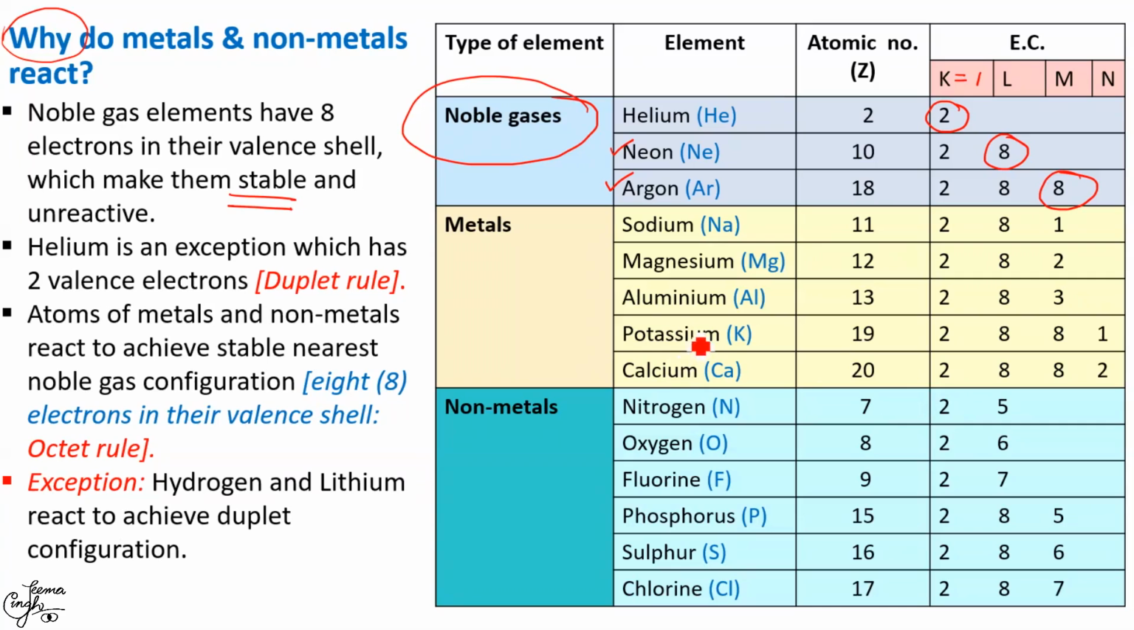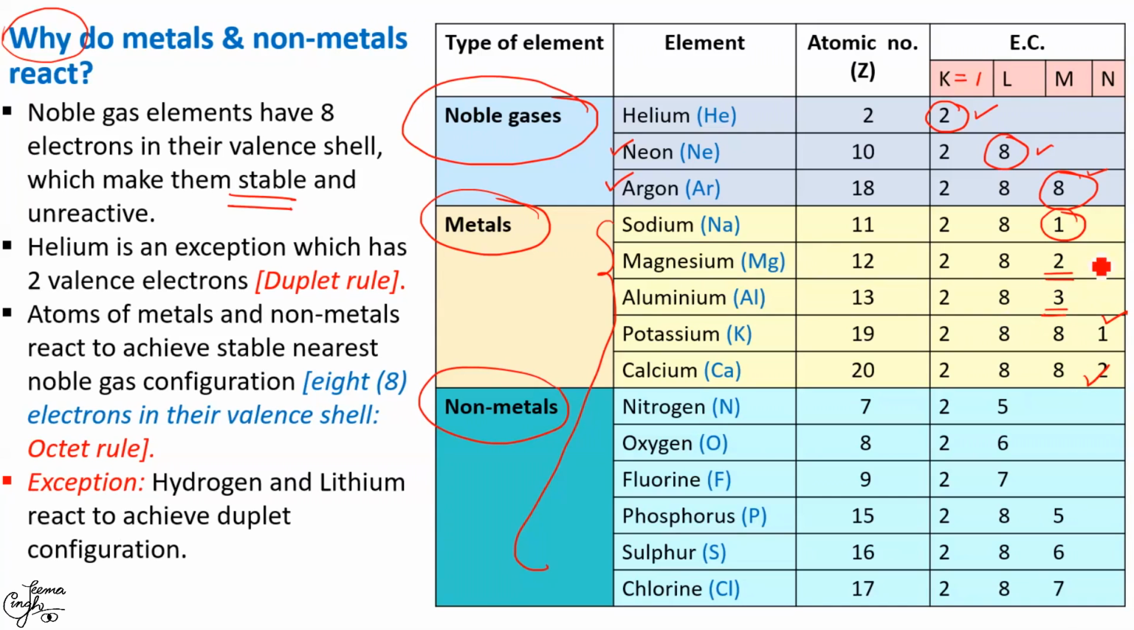Now if you look at the electronic configuration of metals and non-metals that are listed here, we see that neither the atoms of metals nor those of non-metals have a stable configuration like that of noble gases, which means they do not have 8 electrons in their valence shell. Look here, sodium has 1 valence electron, magnesium 2, aluminium 3. Again, potassium has 1, whereas calcium has 2 valence electrons. None of them have 8 valence electrons in the outermost shell.